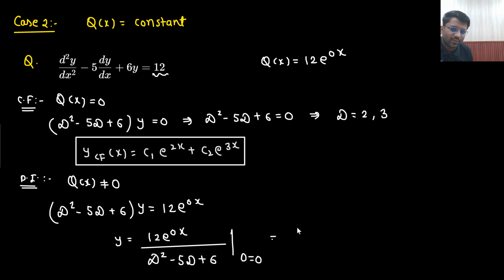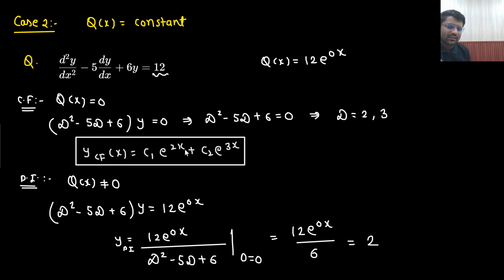So d equals 0 I am supposed to put. So what will I be getting? 12 e to the power 0x, d equals 0 I am supposed to put. So 0 square minus 5 into 0 divided by 6. So what is the answer we are getting? The answer I am getting is 2. So this is my PI. PI is coming out to be, sir, 2 only.